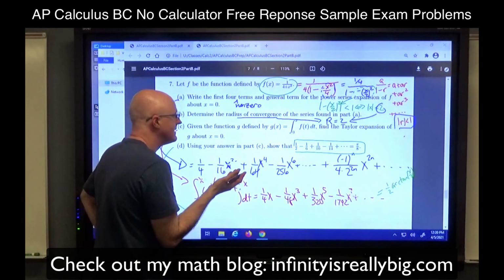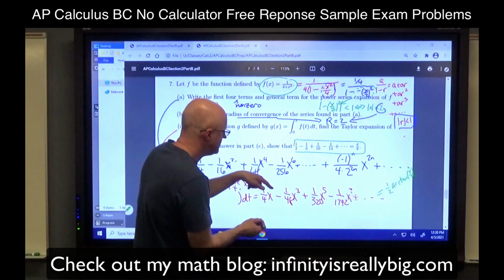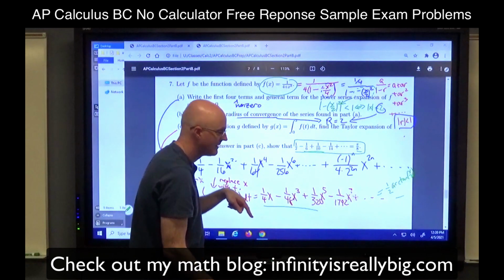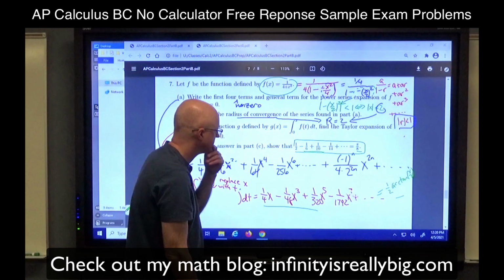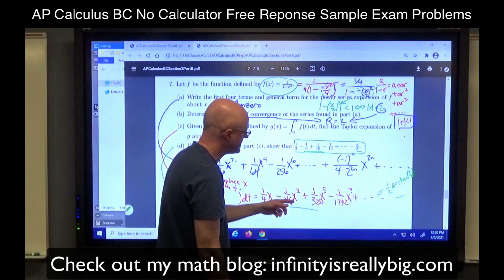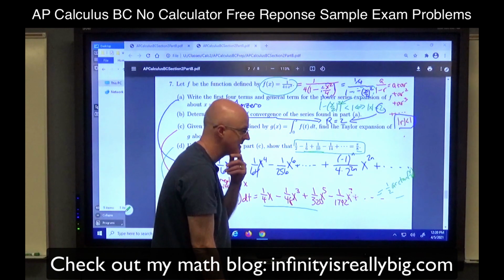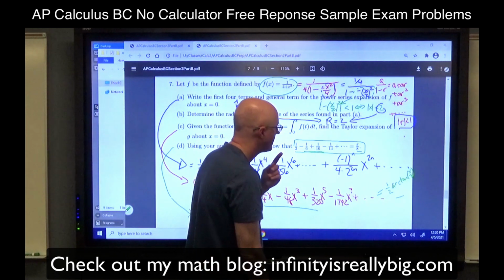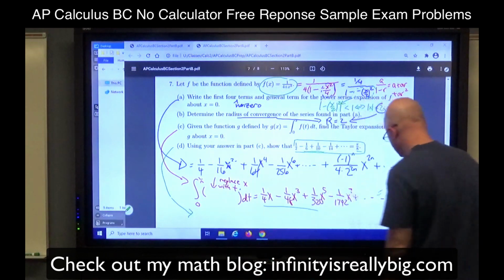How do you use that? Plug in a special value of x to make this match with that and this match with that. What would make 1/4 x match with 1/2 if x were 2? What would make 1/48 x cubed match with 1/6 if x were 2? 8 over 48 is 1/6. This is going to match that when x is 2. What about this when x is 2?